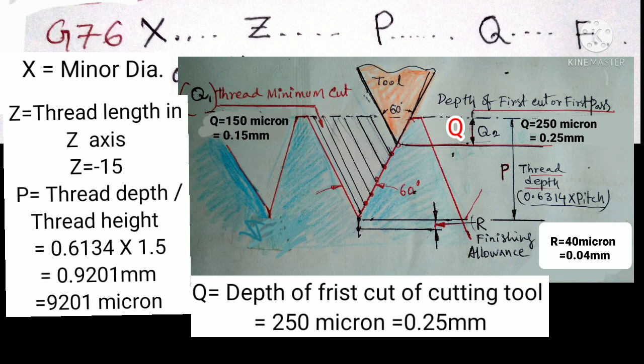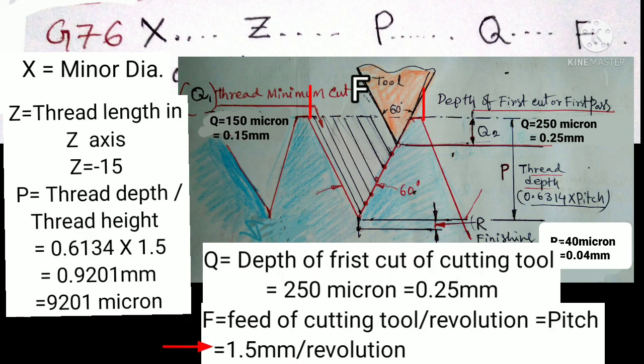In the second line, this Q denotes the depth of the first cut or first pass of the cutting tool, and it is obviously greater than the first Q, that means the thread minimum cut. And here we use the value of the first cut as 0.25 millimeter, that means 250 micron.